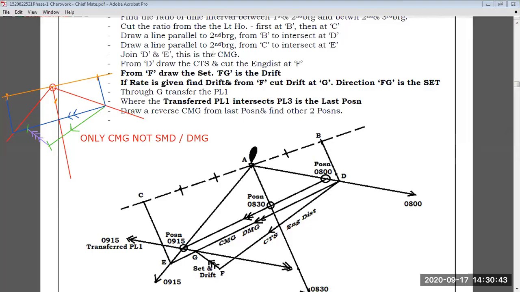So we found out the rate of the current and we found out the speed made good. Now we want to find all the positions: first PL position, second PL time position, and third PL time position. So for this we transfer this course made good line again.